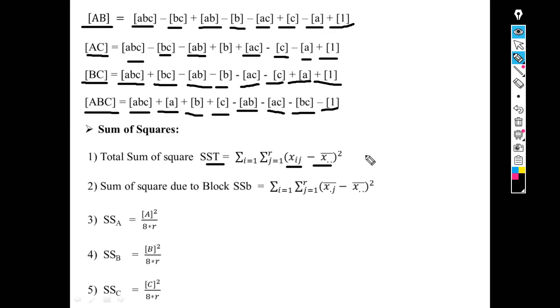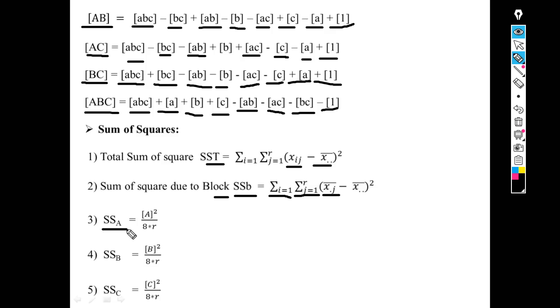And to solve any example, we use the correction factor formula to find SST. Then the second one is the sum of square due to block. It is denoted by SSb, and it is summation i running from 1 to 8, j running from 1 to R, (X dot j bar minus X dot dot bar) whole square. So here X dot j bar is the jth block mean. So with the help of this formula, we find the sum of square due to block.